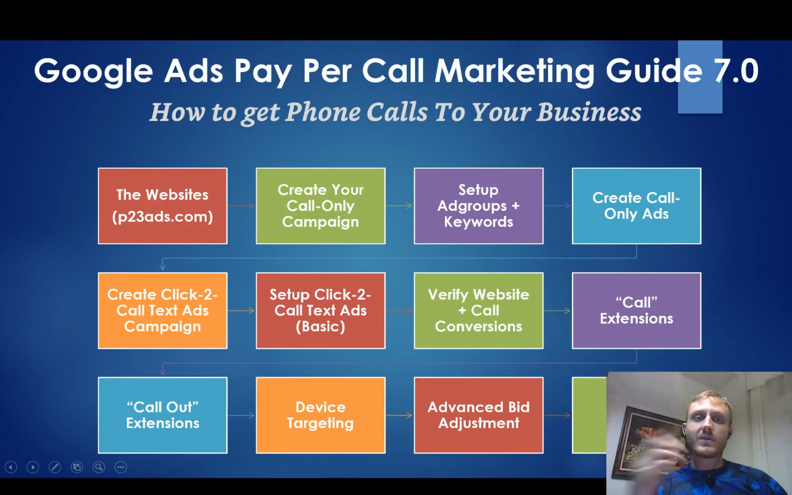And once again, this was the Google Ads Pay-per-Call Marketing Guide 7.0, how to get phone calls to your business. This is very applicable for affiliates as well as small to medium to even large scale businesses that need call traffic to their website or to their business.